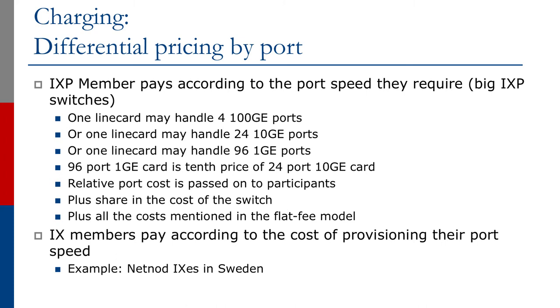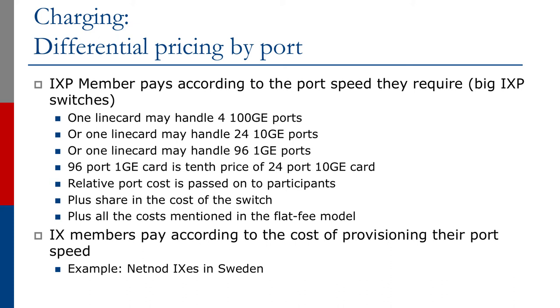And the other charging model is the differential pricing per port, where the exchange point member pays according to the port speed they require. Note, this is port speed, not traffic. So we see this happening most often in the biggest internet exchange points, where one line card may handle 4 100 gig Ethernet ports, or one line card may handle 24 10 gig Ethernet ports, or one line card may handle 96 1 gig Ethernet ports, for sake of example.